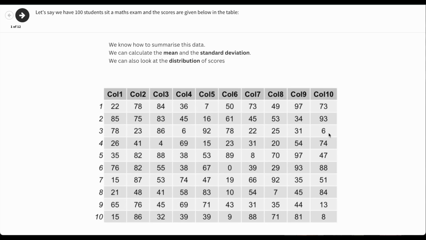All right, so let's say that we have 100 students sit a maths exam. We've got the scores given below in the table. We know how to summarize this data, so we know how to calculate the mean and the standard deviation. And we can also look at the distribution of scores.